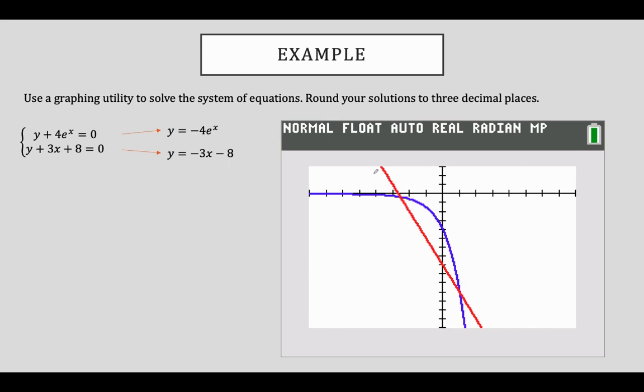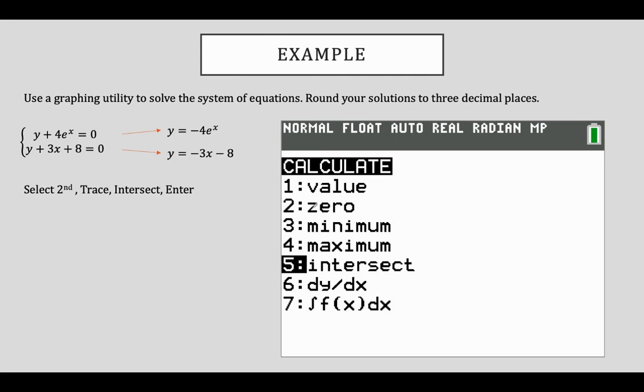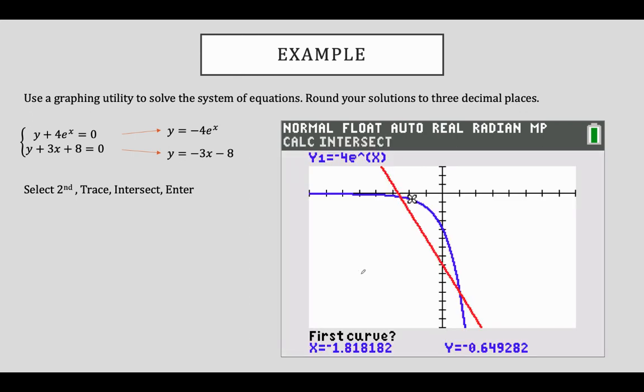So to find these intersection points, we are going to hit second, trace, select intersect, and then hit enter. So when you hit second and then trace, this is going to be the screen that pops up. You want to select intersection and then hit enter one more time. After you do that, you should see something where it asks you to find the first curve. All right. And using the left and right buttons, you should be able to toggle along one of the curves. And we want to be close to one intersection point. Okay. We're going to have to do these two solutions separately.